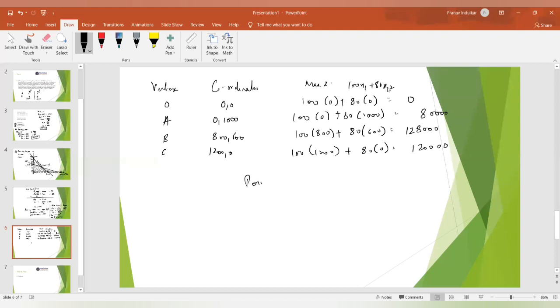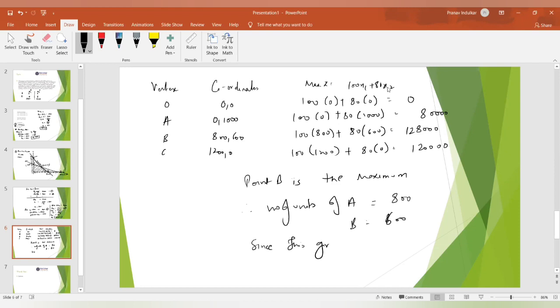So point B is the maximum. Therefore, the number of units of A should be 800 and B should be 600, since this gives the maximum profit. Is that clear to all?